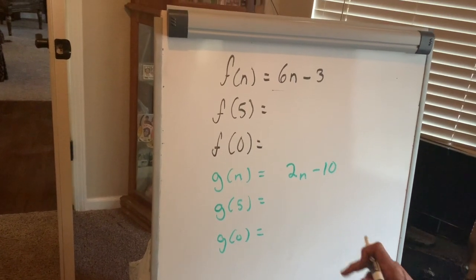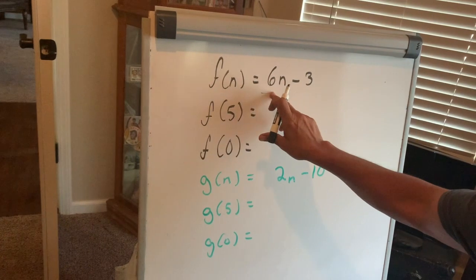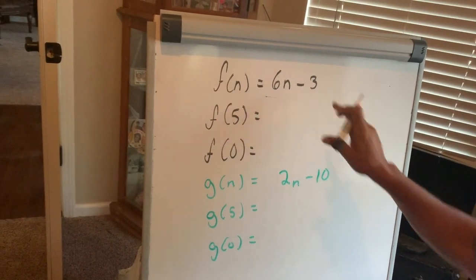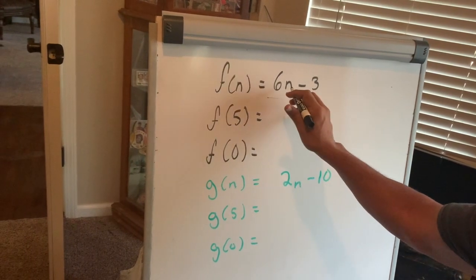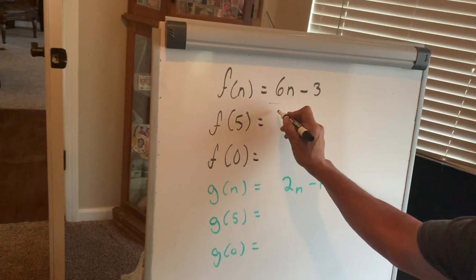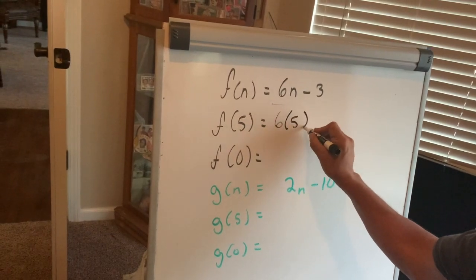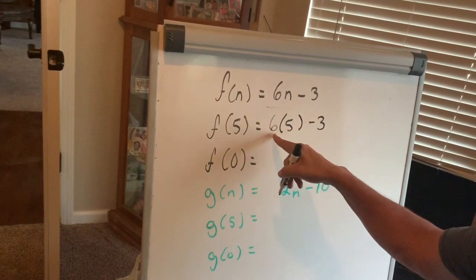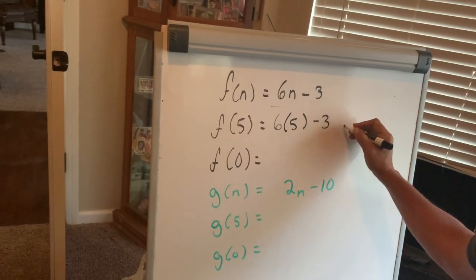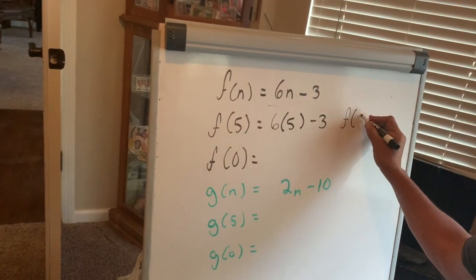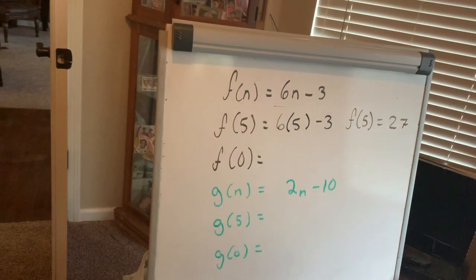Function notation. This says f of n is equal to 6 times n minus 3. To find f of 5, just replace the n with 5. So 6 times 5 minus 3. 6 times 5 is 30, minus 3 is 27. Therefore, f of 5 is 27.